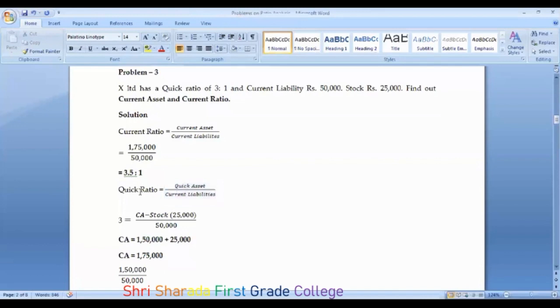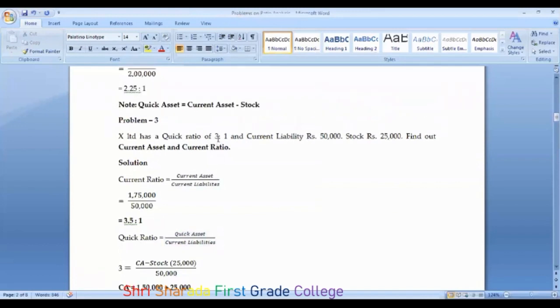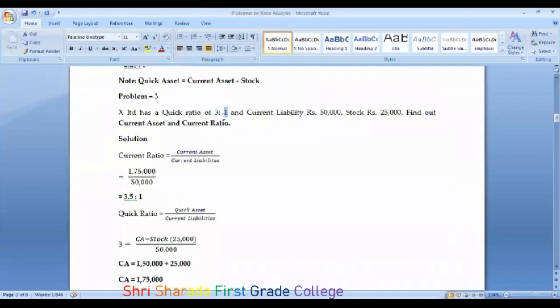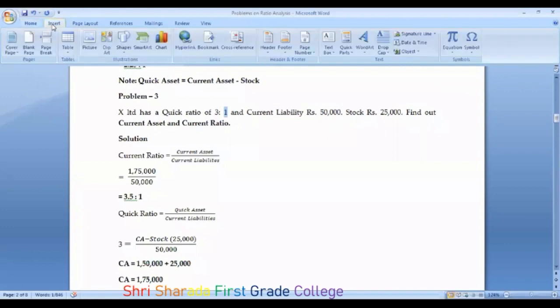So what was the quick ratio? We need only the asset. 3 is indicating the asset, that is quick asset. 1 is indicating the liability, current liability. Okay. So we have already got the one value. So what is the one value? It is 50,000. Clear? Are you able to understand? So here, see here.